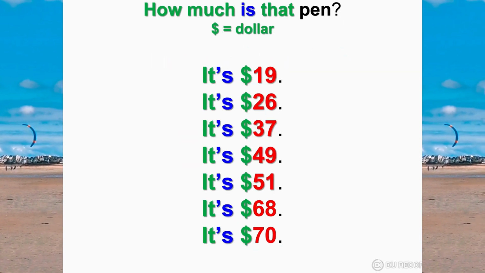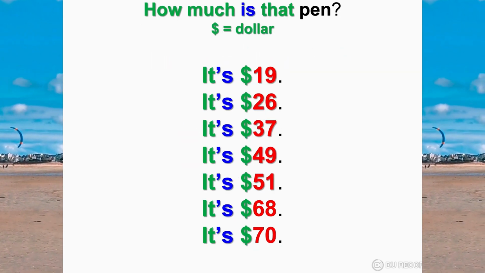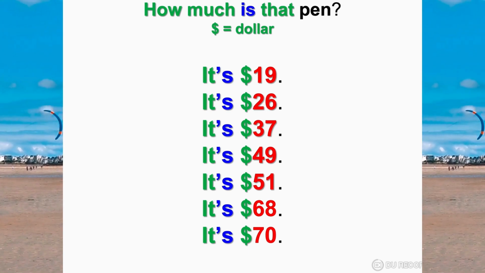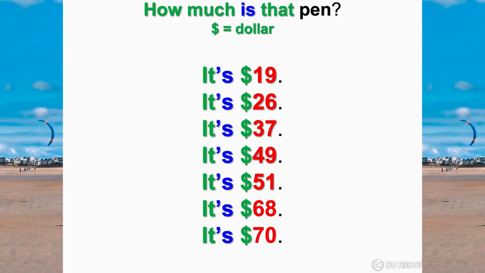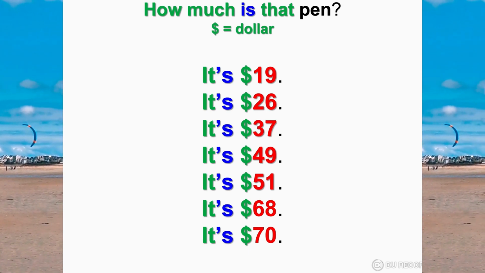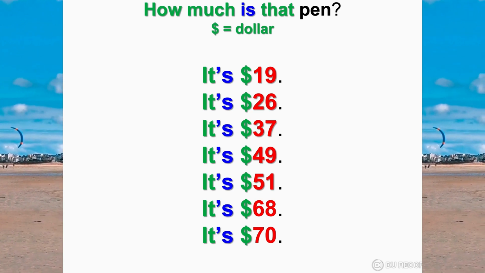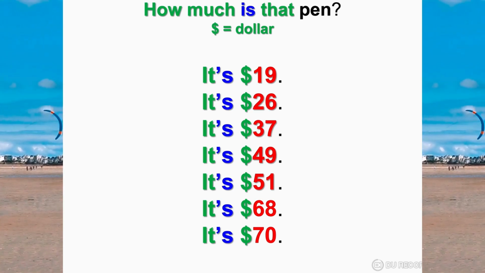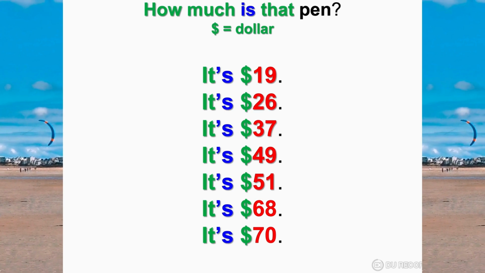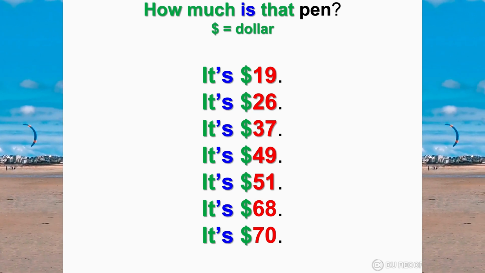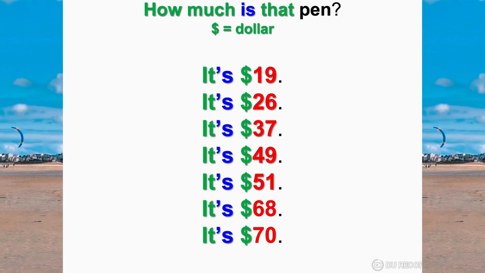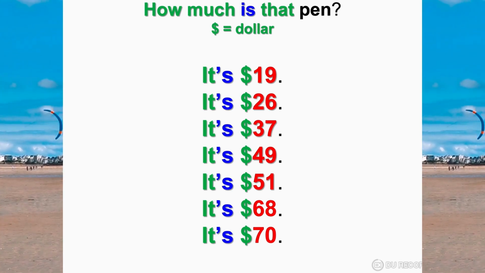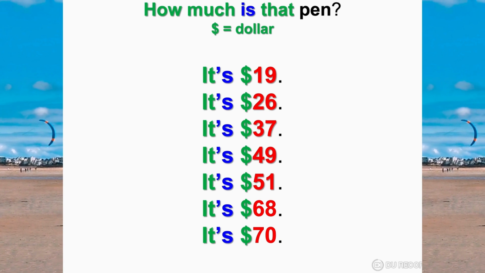Let's continue. So now we are going to say the price in dollars. How much is that pen? It's $19. It's $26. It's $37. It's $49. It's $51. Sorry. It's $68. It's $70.